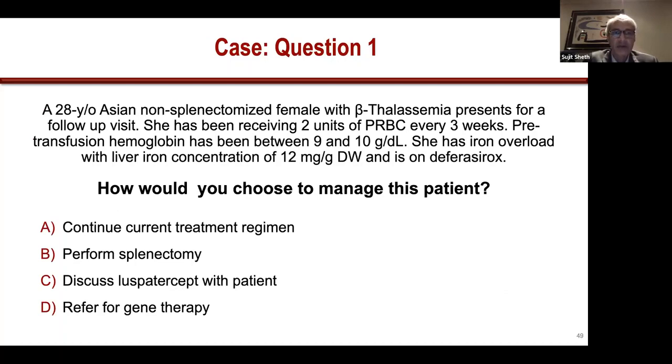This is a 28-year-old non-splenectomized Asian female with beta thalassemia who presents for a follow-up visit. She's been receiving 2 units of packed red cells every 3 weeks. Pre-transfusion hemoglobin is between 9 and 10, in the range that we like it to be. She has iron overload with a liver iron concentration of 12 milligrams per gram dry weight, and she's on deferasirox. How would you choose to manage this patient? So 2 units of blood every 3 weeks. Would you continue her current treatment regimen? Would you perform a splenectomy? Would you discuss luspatercept, or would you refer to gene therapy? Please answer. Vote.